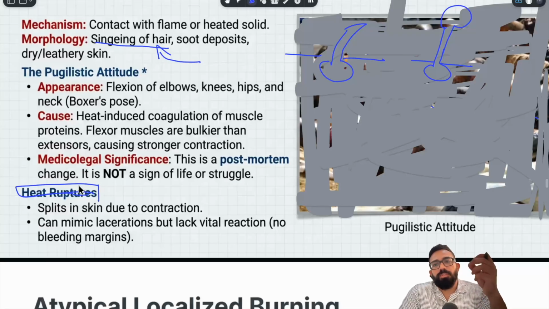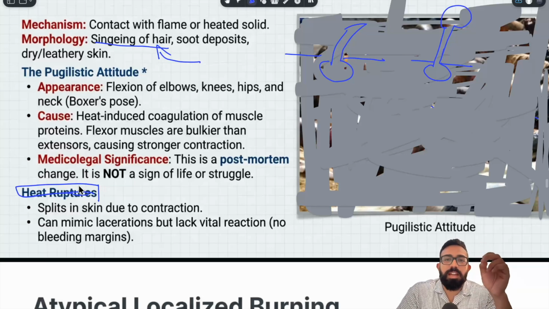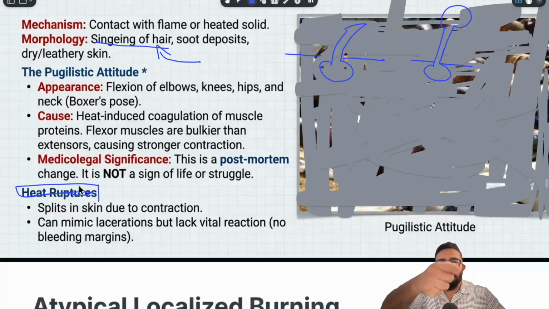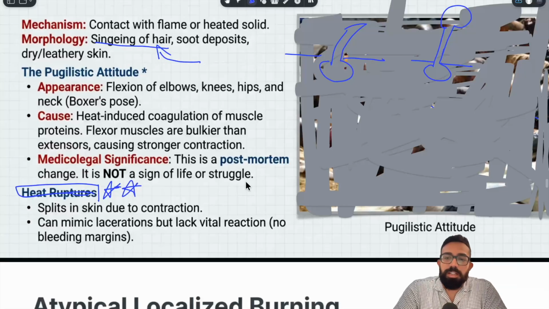They are important because they can mimic incisions or lacerations, and the police or the lay people might think that somebody has cut the dead body, or there is an episode of assault and then they have burned the dead body. So always remember that these heat ruptures are artifacts. These are not real evidence of injury.